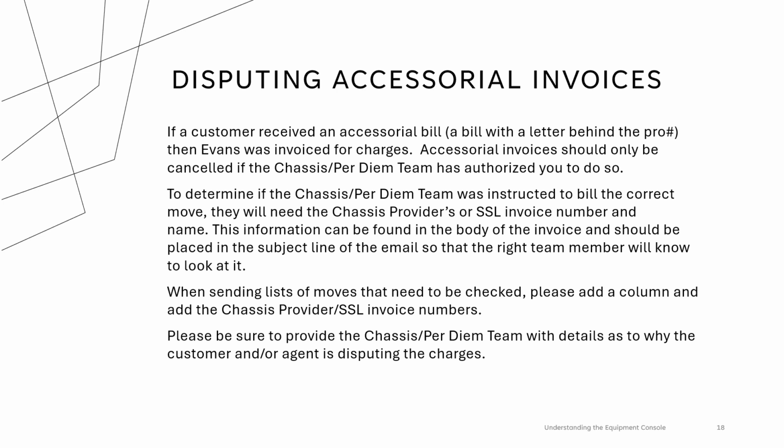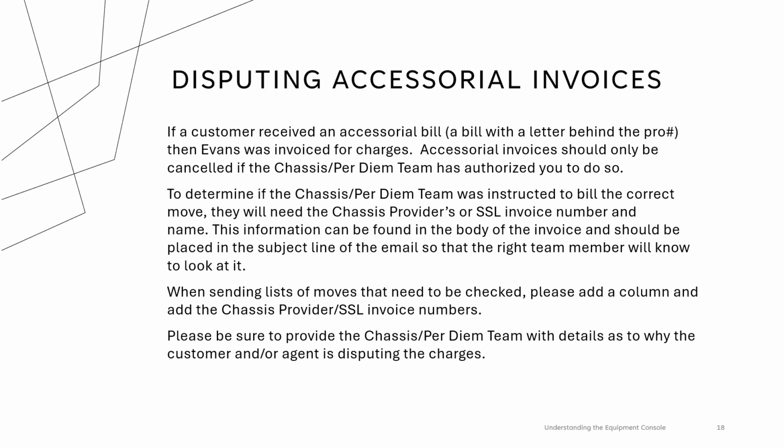To determine if that team was instructed to bill the correct move, they will need the chassis provider's or the steamship line's invoice number and name. This information can be found in the body of the invoice and should be placed in the subject line of the email so the right team member will know to look at it. If you just put a pro, then everyone needs to look, and things like that are usually saved for free time, hoping someone else will do the work. So, for quick resolution, please be sure to put that chassis provider or steamship line invoice number and name in the subject line.